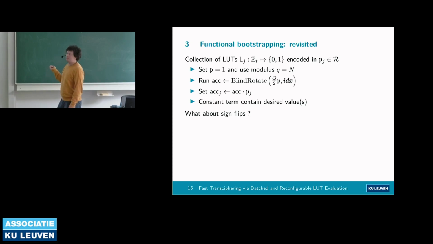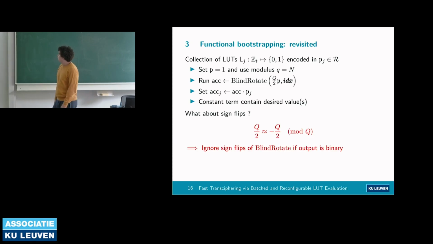What about sign flips here? Because I mentioned them a few times, there were problems, so why not here? Well, if q is even, then q/2 is going to be equal to minus q/2 mod q. If q is odd, then it's just going to be off by 1. Since we later on round anyways, we can effectively ignore this.